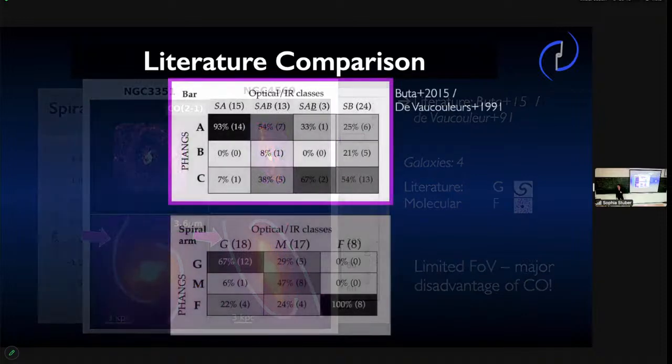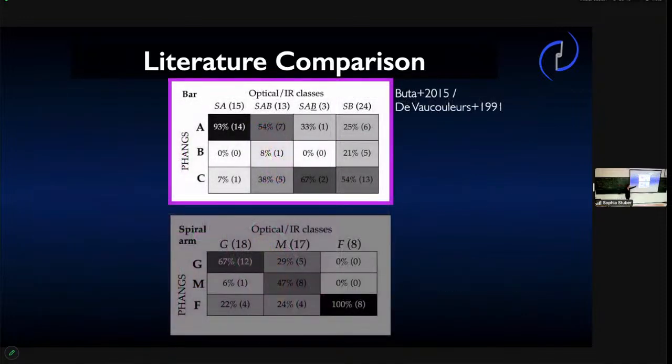Okay, going from the spiral arms back to the bars, this one looks a little more messy. But we have to admit that we're not comparing equal classifications here. We have this ABC, this weird kind of classification system, which is not directly comparable to the SA, SAB, SB classification system. Generally, there is some trend here, but again, we have a couple of outliers which are pretty extreme, which I'm going to talk about next.